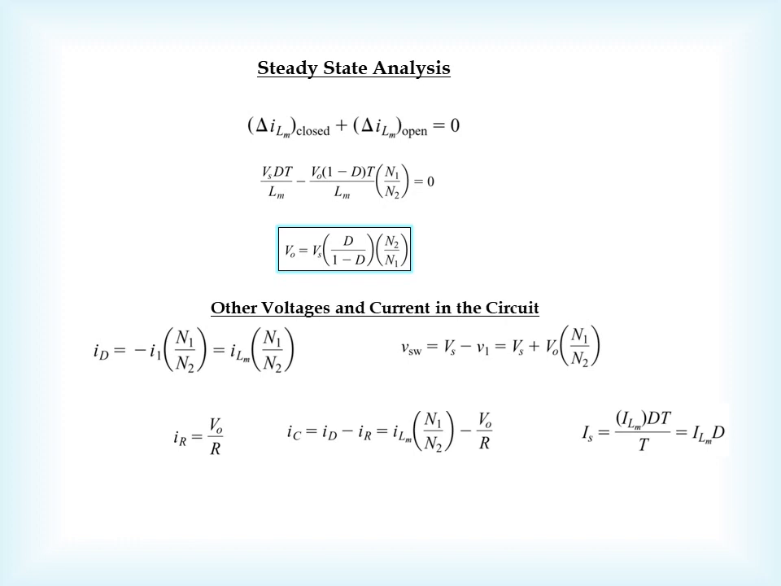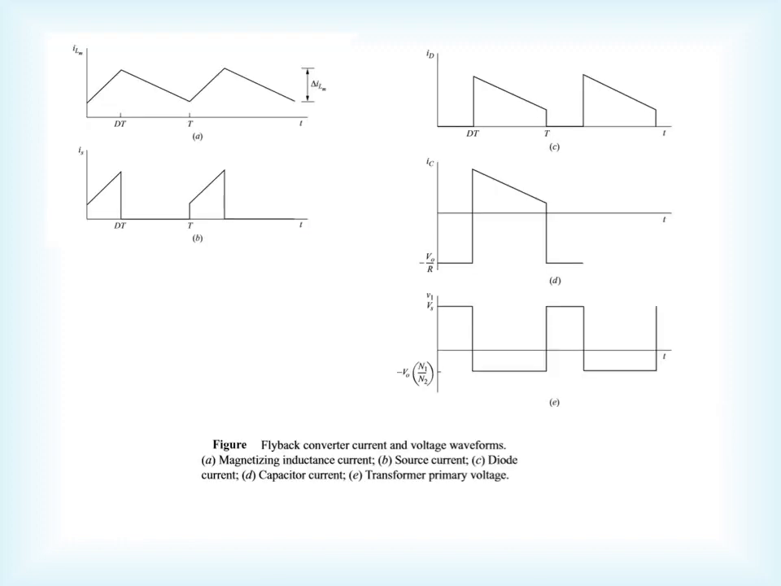The supply current IS is given by this factor, because IS is flowing through the inductor Lm only during the time when the switch is closed. So ILm, only the part when the switch is closed, into dT upon T. This is the average value of the supply current. We can also draw the waveforms for the currents in the inductor, the supply, the diode, the capacitor, and the primary voltage here in this case.